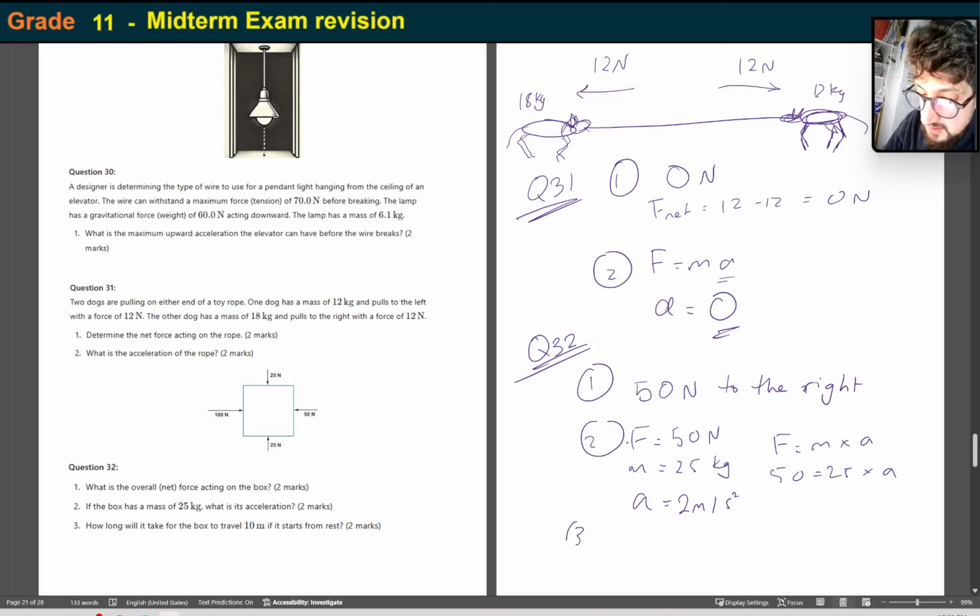And number 3 says, how long will it take the box to travel 10 meters if it starts from rest? Nice. So delta d equals 10. What else do I have? Vi equals 0. Acceleration equals 2. That's enough.